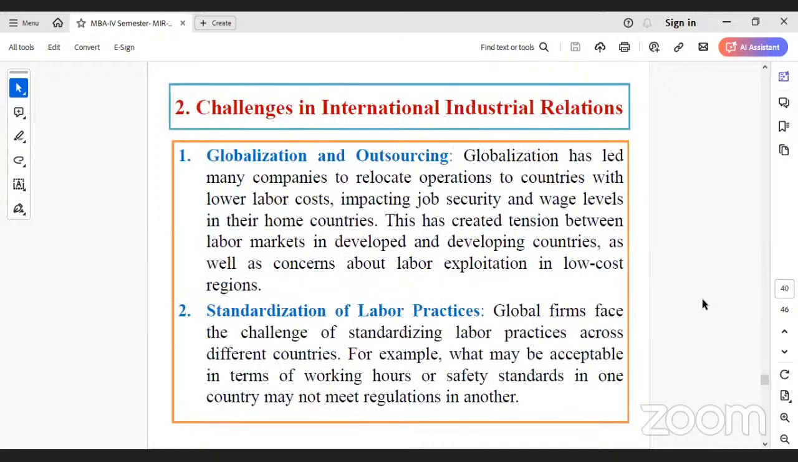And what are the challenges in international industrial relations? You can see the challenges. Globalization has led many companies to relocate operations to countries with lower labor costs, impacting job security and wage levels in their home countries. This has created tension between labor markets in developed and developing countries, as well as concerns about labor exploitation in low-cost regions.